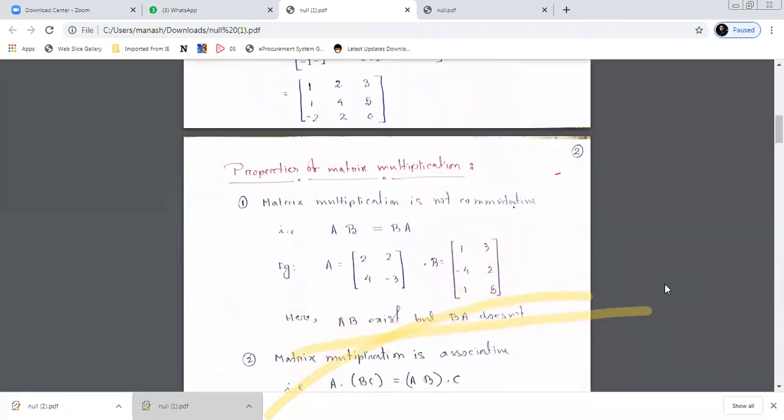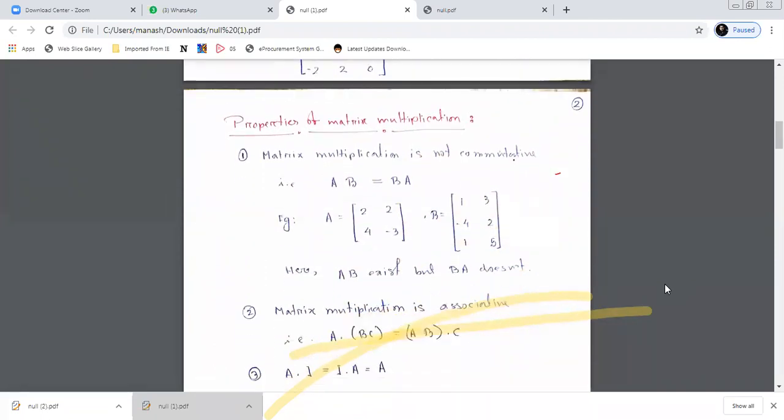Now I think this portion you also know: properties of matrix multiplication. So the first property is what? Matrix multiplication is not commutative. That means it is not always commutative, so AB is not equal to BA. Sometimes it may be equal to BA, but it is not always equal. So write it properly: AB not equal to BA.